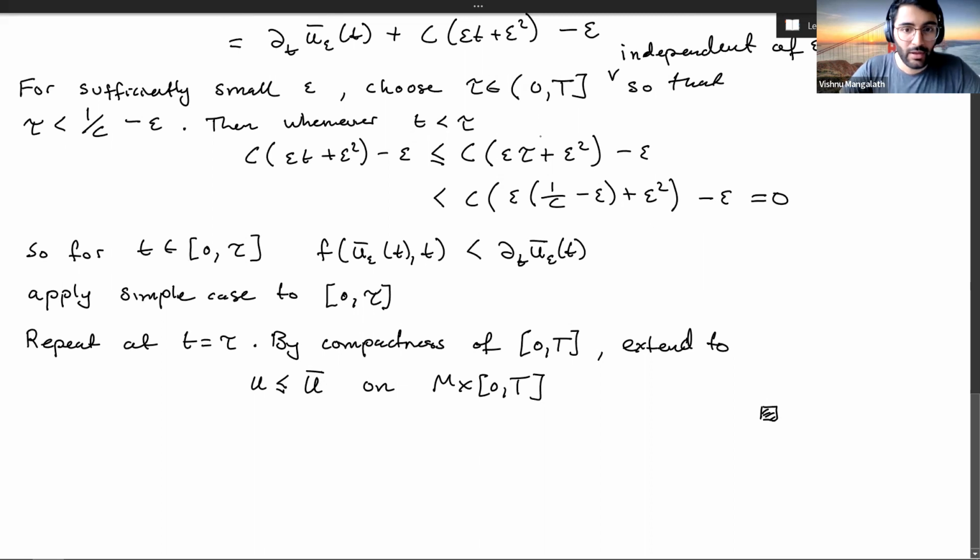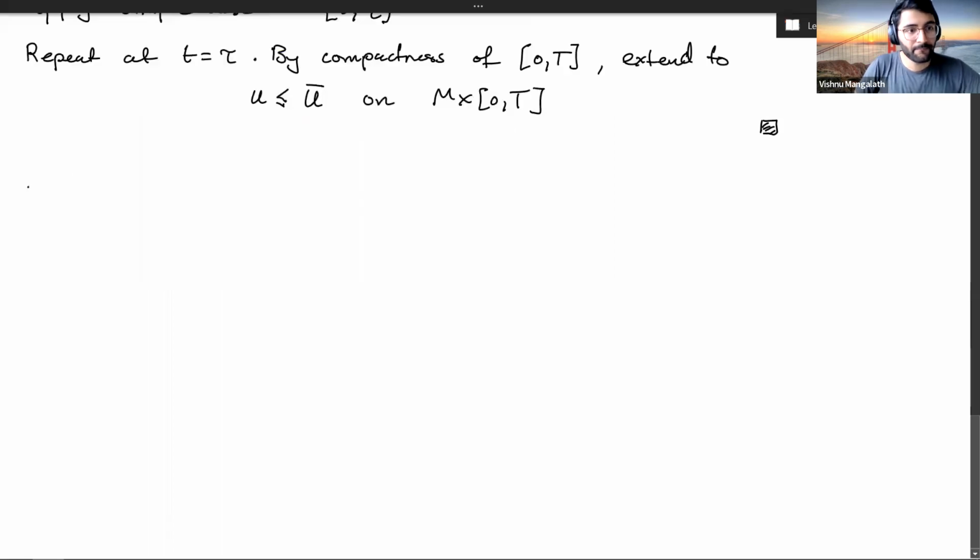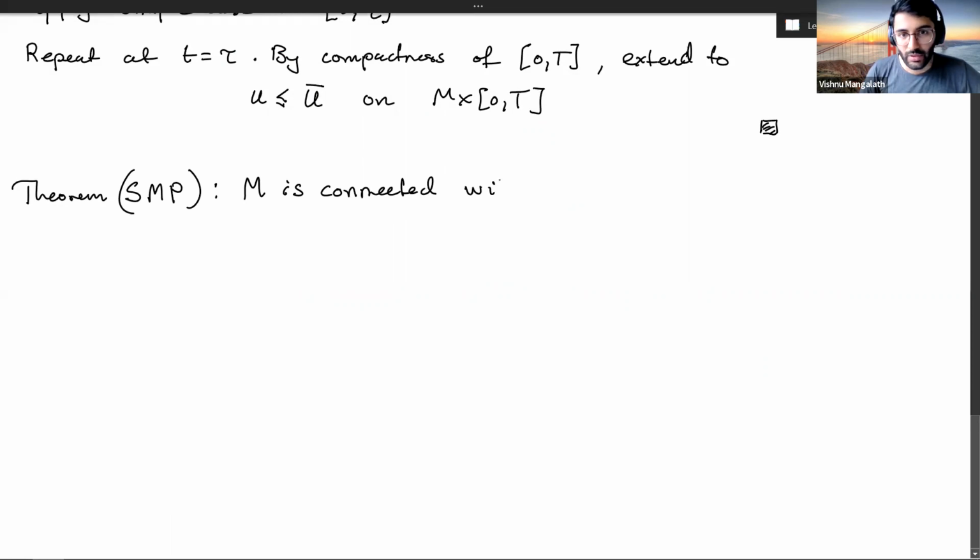Okay. So now I'll state the strong maximum principle. The strong maximum principle basically says that either the inequality is completely an equality or it's a strict inequality. That's essentially what it says. But it doesn't apply only to compact manifolds. So in this case, M is connected, and again with boundary.